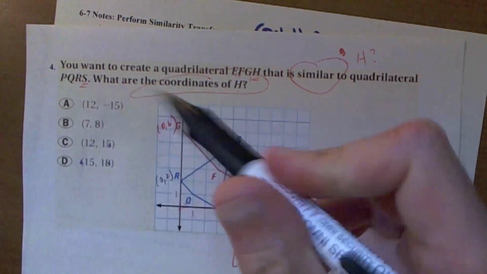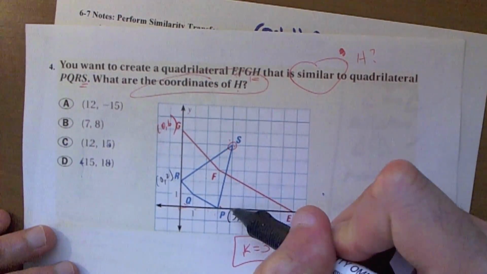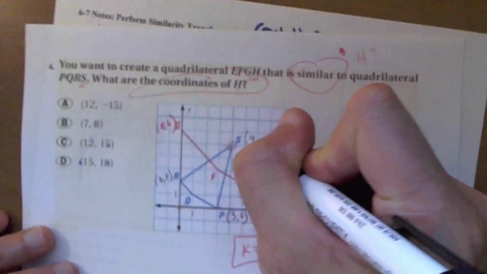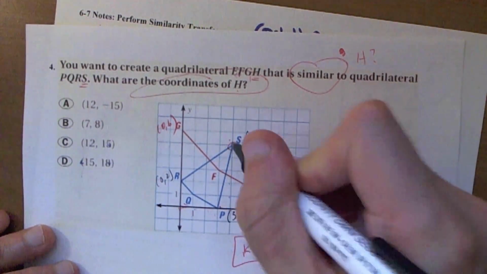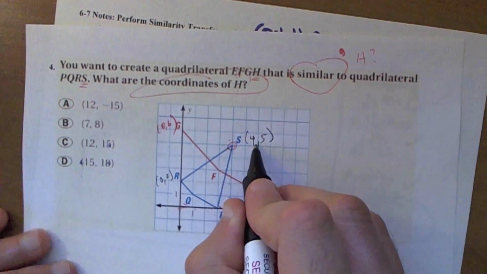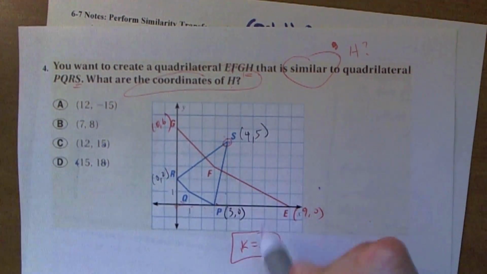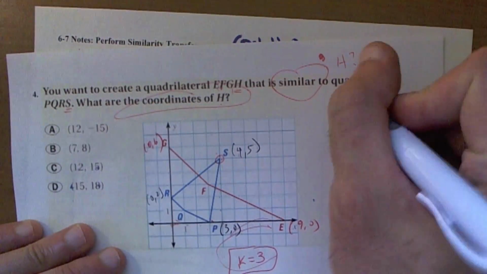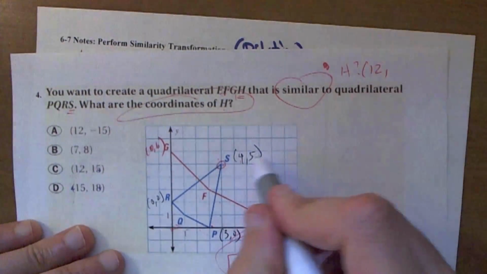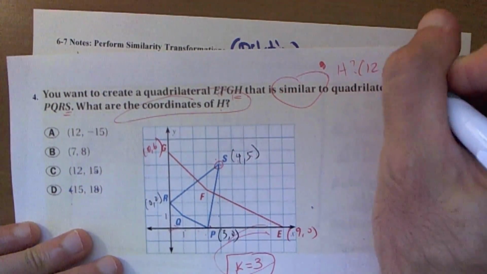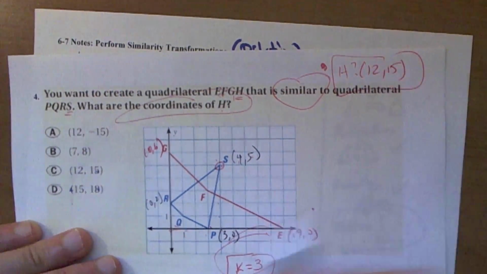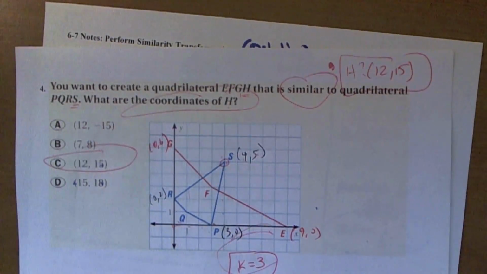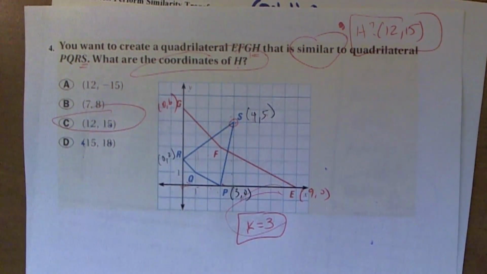Because everything is proportional to getting dilated by the same scale factor, let's just find this coordinate right here. S is 4, 5. If I apply that exact same scale factor, 4 times 3, H must be 12, and then 5 times 3 is 15. So H must be 12, 15. So choice C is our answer.